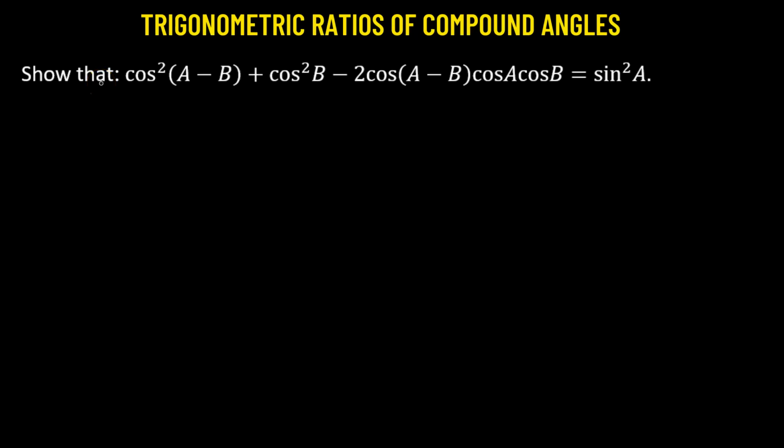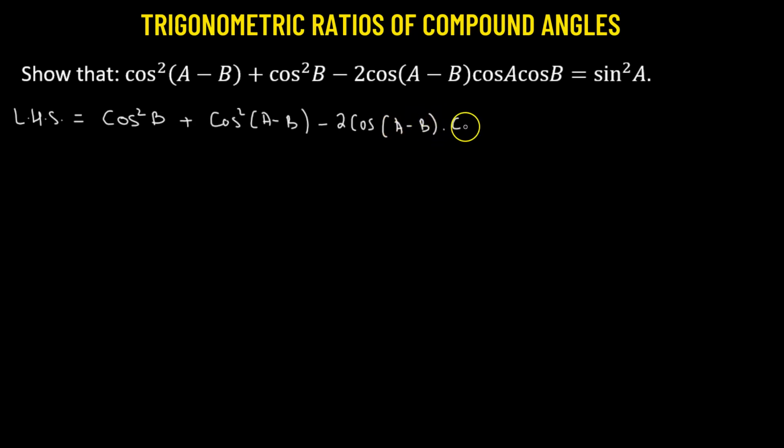In this problem, we need to show that the given trigonometric equation holds true. So we will start from the left hand side of the given problem. We will rewrite the given equation as: from the left hand side, we will first write cosine squared B. Then we will have cosine squared of (A minus B) minus 2 times cosine of angle (A minus B) multiplied by cosine of angle A times cosine of angle B.